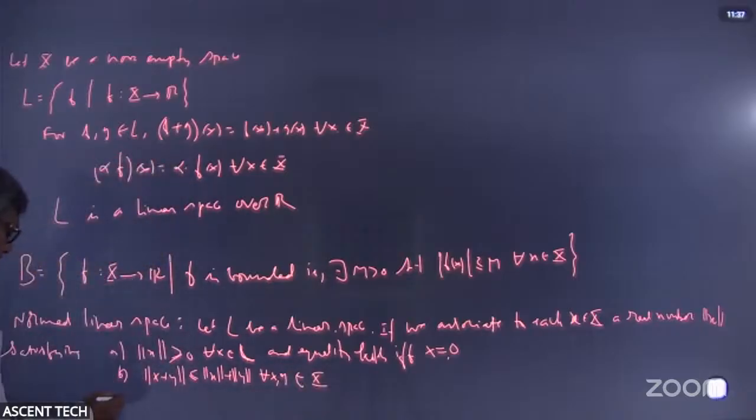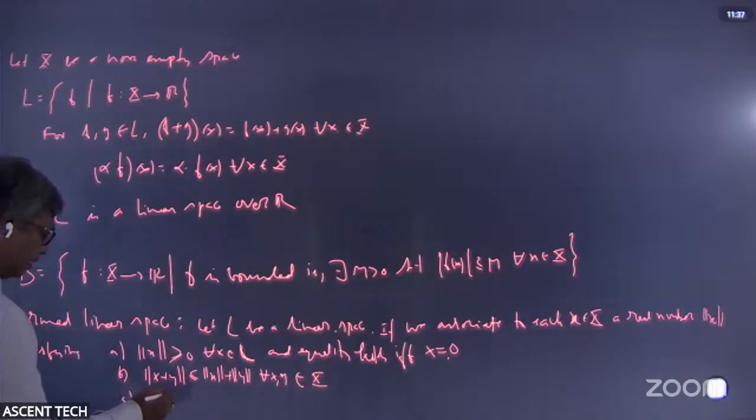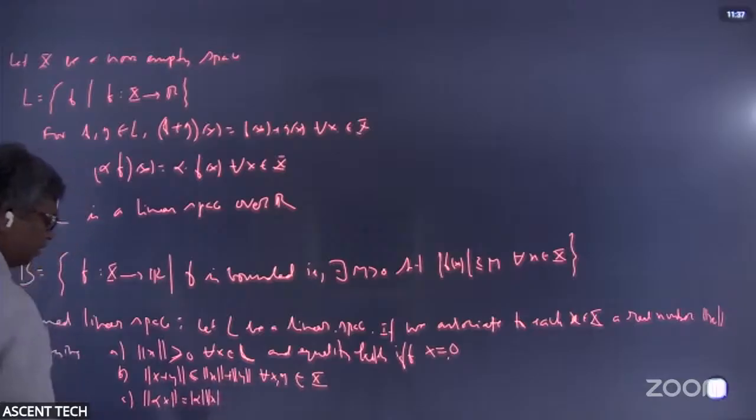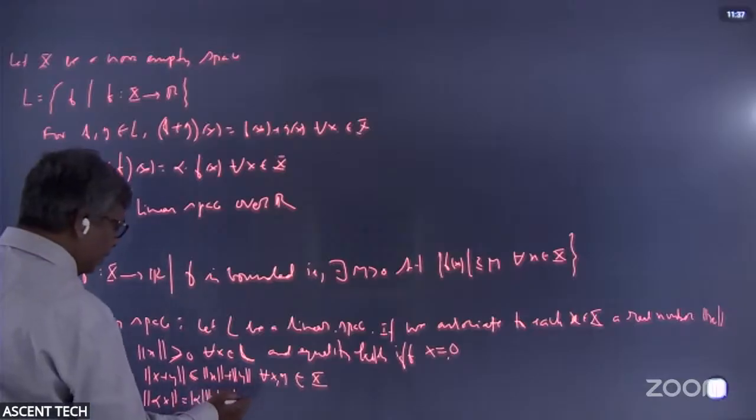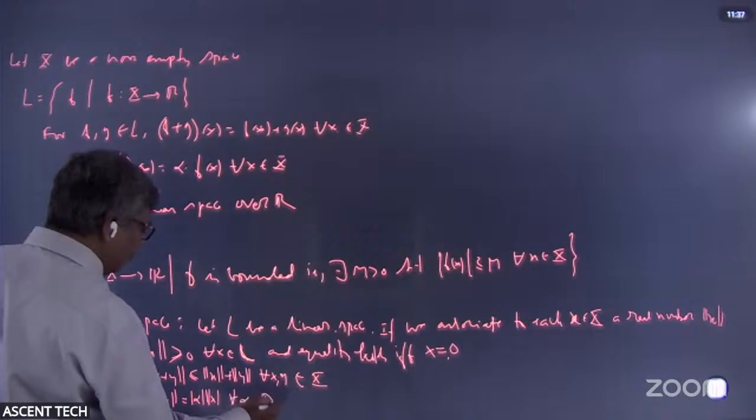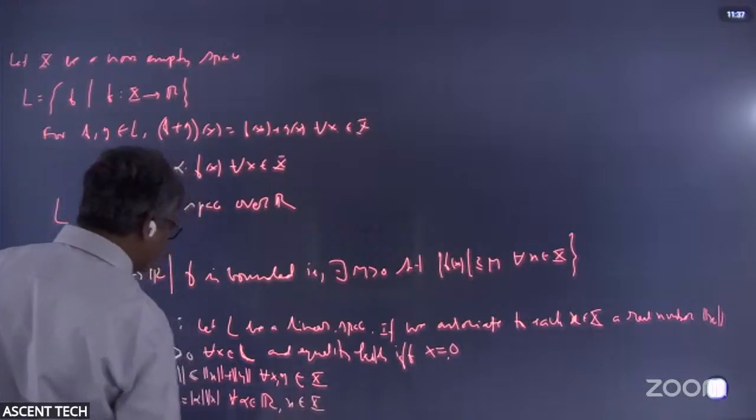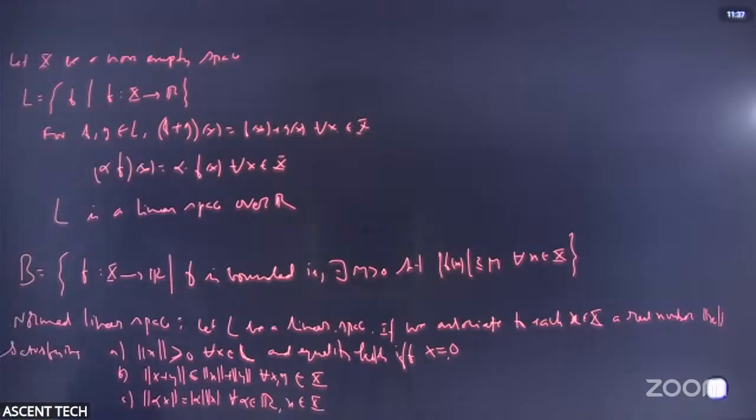Okay, and norm of alpha x is mod alpha times norm x for all alpha in the underlying field R and x in X. If these properties are satisfied, I call that a norm. All right, these are the properties a norm is supposed to satisfy, right?